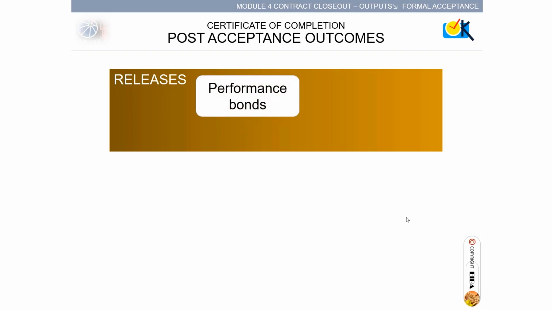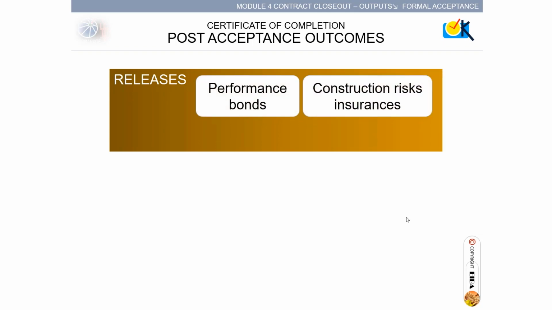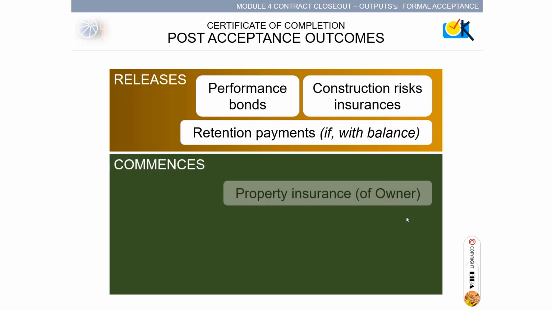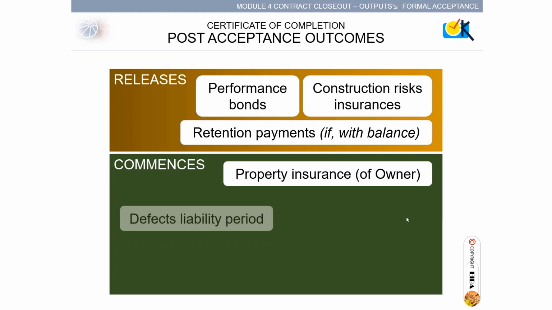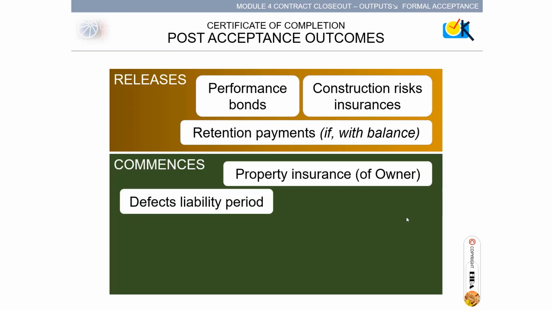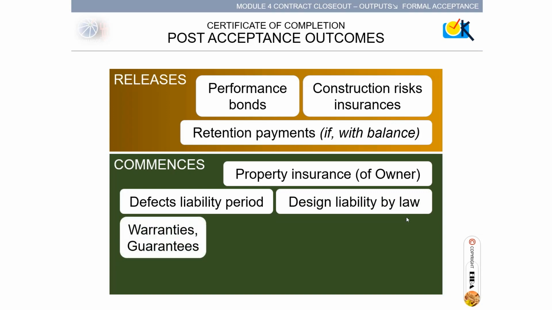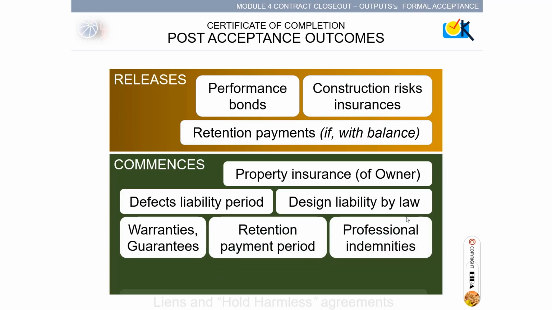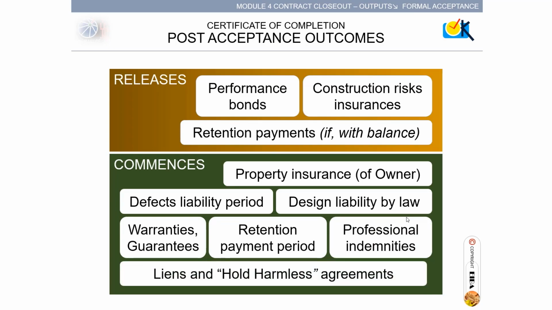Into the project closing, there are post-acceptance outcomes. These are the releases of performance bonds of the constructor, construction risk insurances, retention payments from 90% completion. Then commences the property insurance of owner, defects liability period on project functionalities, design liability by law, warranties and guarantees on design and physical aspects, retention period, professional indemnities when required, and liens and hold harmless agreements.